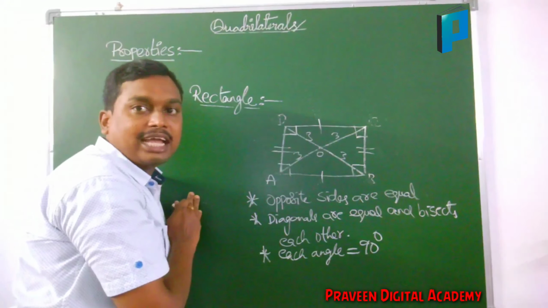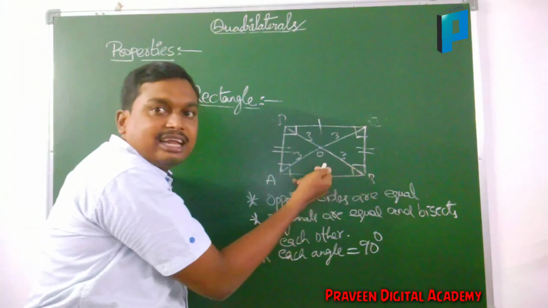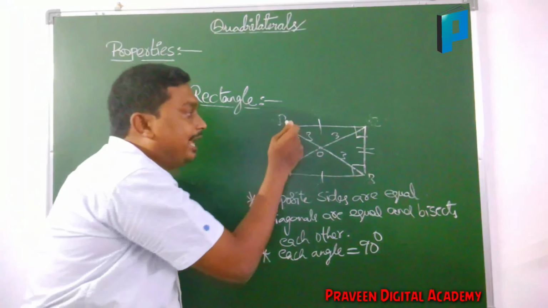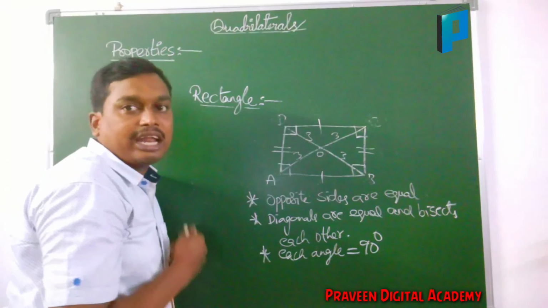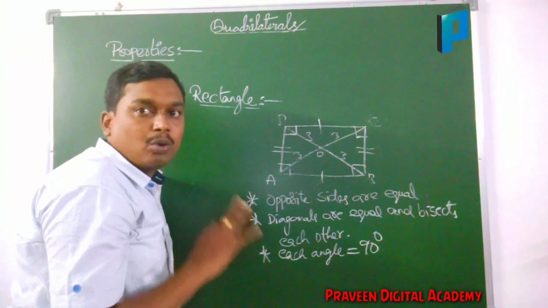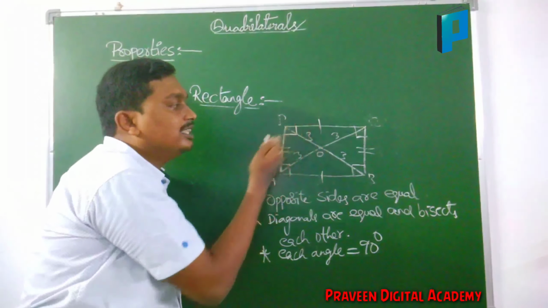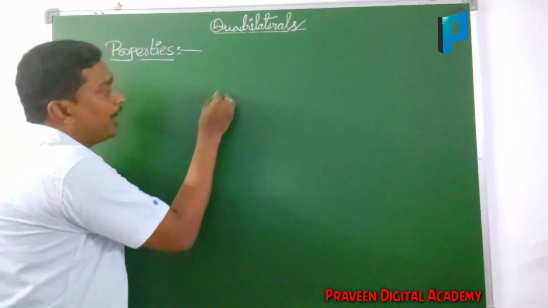In the same way, each angle is 90 degrees in the square. Diagonals bisect each other in the rectangle, diagonals bisect each other in the square. Diagonals are equal in the rectangle, diagonals are equal in the square. The only difference is all sides are equal in the square, opposite sides are equal in the rectangle. Now let us go for rhombus.